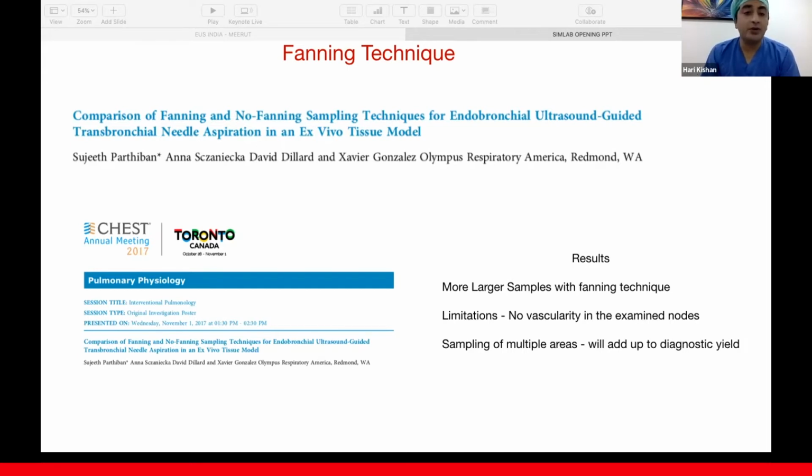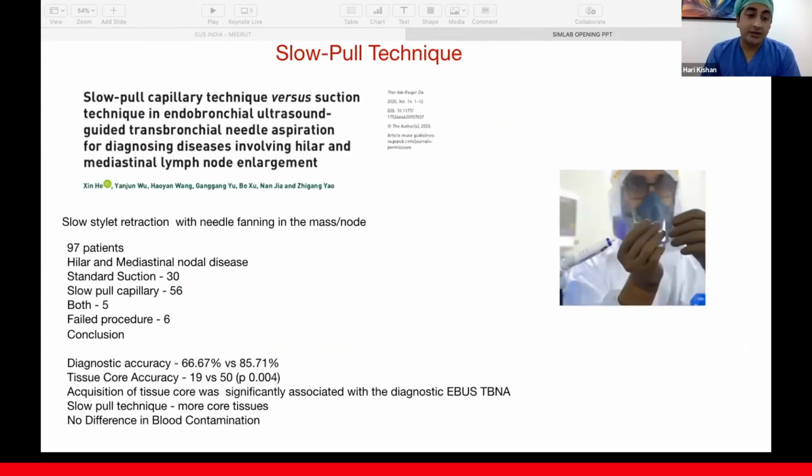Coming to the slow pull technique, this is a slow retraction of your stylet with the needle fanning in the lymph node. It's a very simple technique. Instead of suction, you just retract your stylet very slowly. One study I would like to quote here: in 97 patients with hilar and mediastinal nodes, they applied standard suction in 30 patients and slow pull capillary in 56 patients, and 5 of the patients underwent both these techniques.